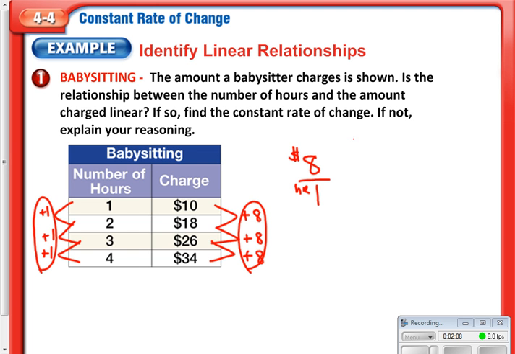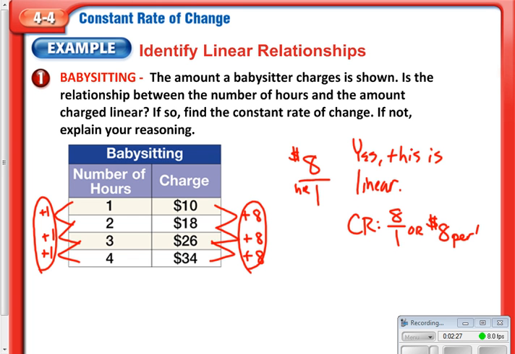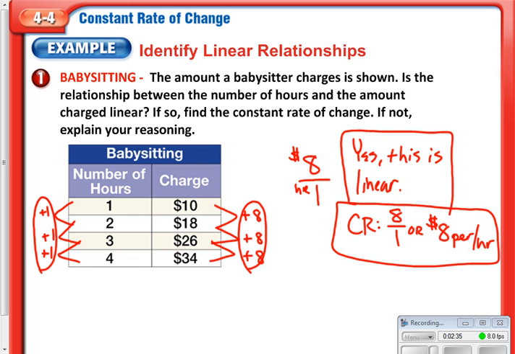So yes, this is linear. The constant rate in this graph is 8 over 1, or basically $8 per hour. That is our constant rate of change, and we also need to determine if it's linear. Well, if it's constant, it's going to be linear.